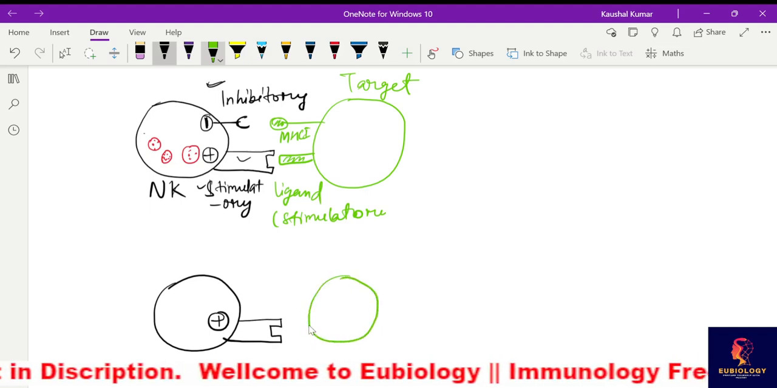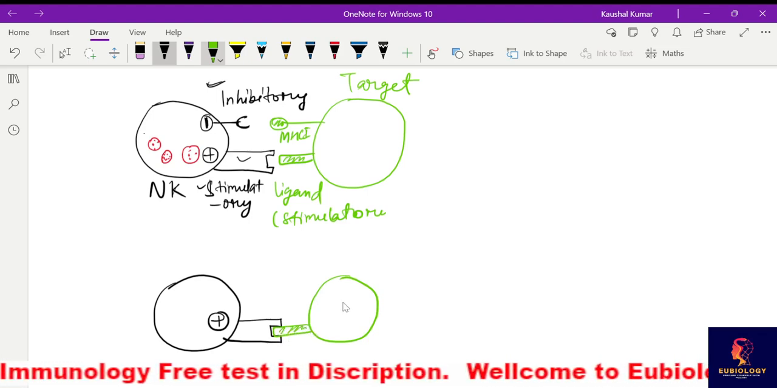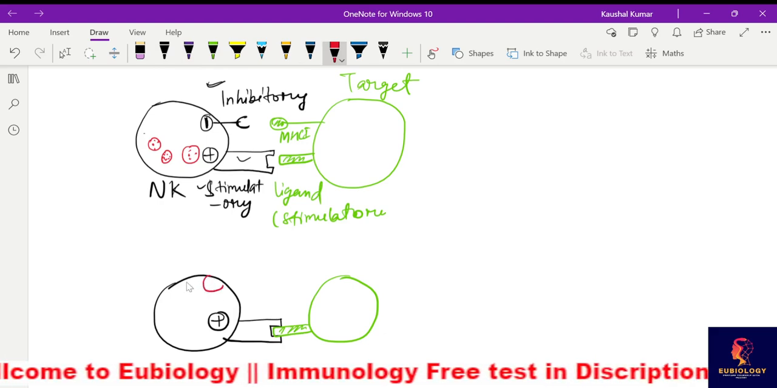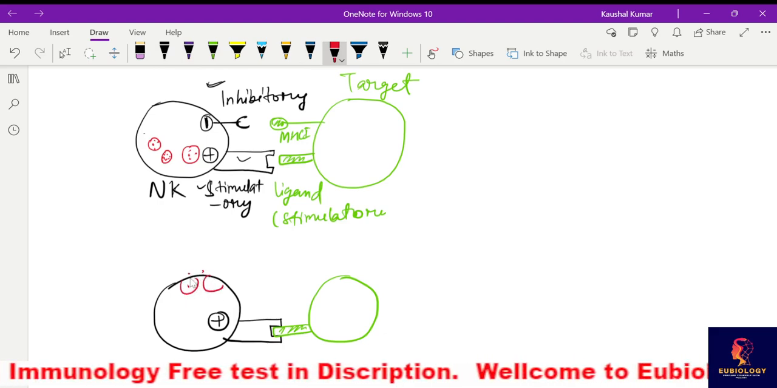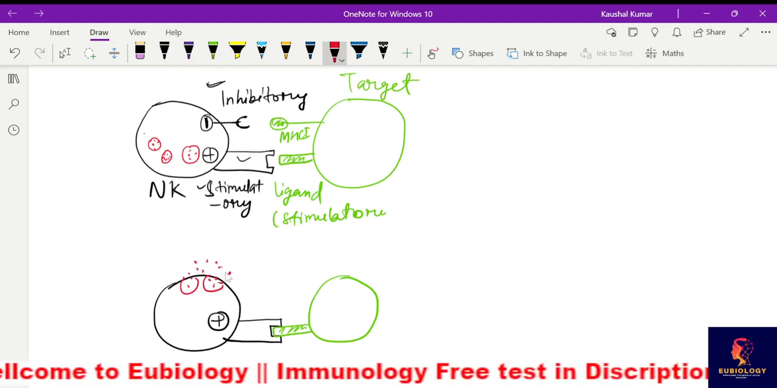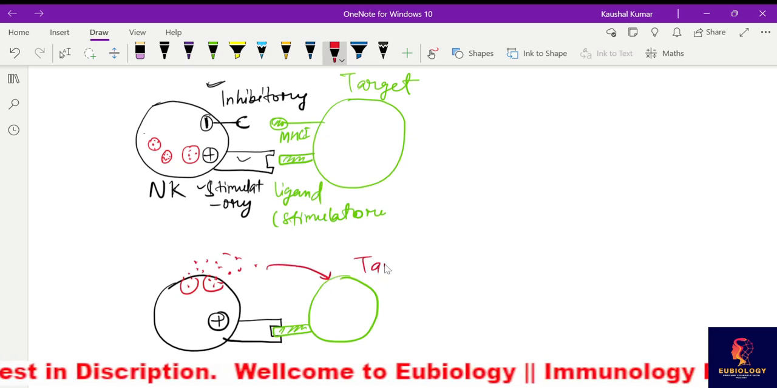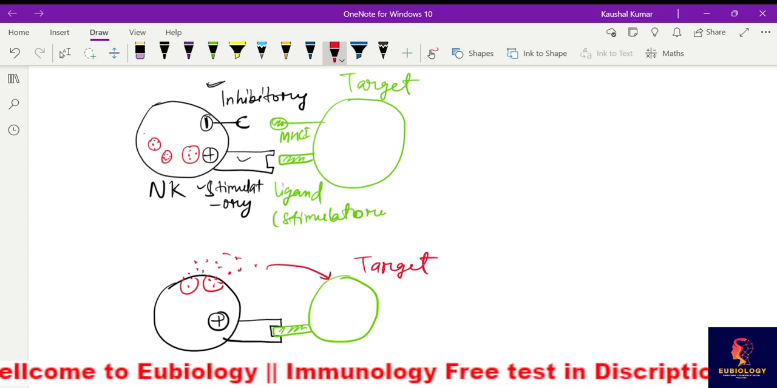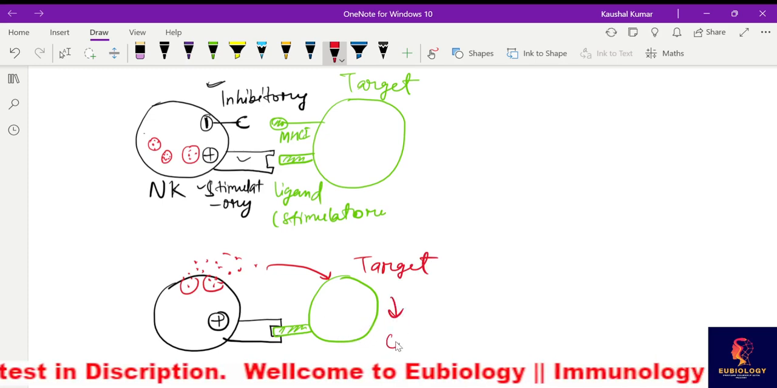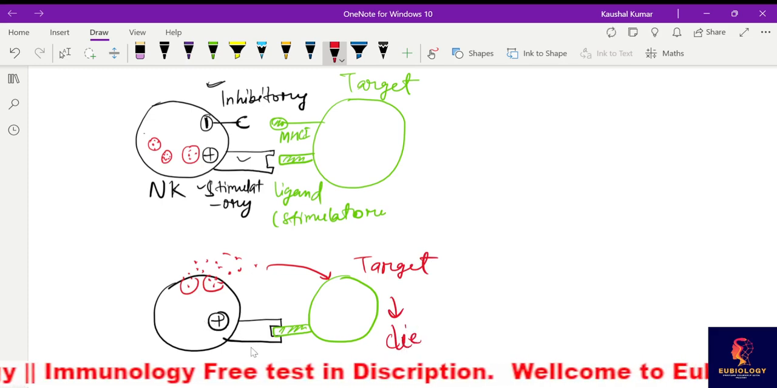So now this will bind with the ligand, and the granzyme will be released, and the perforin will be released, and these enzymes will finally act on the target cell, and then the cell will die. So this is the way it is working.